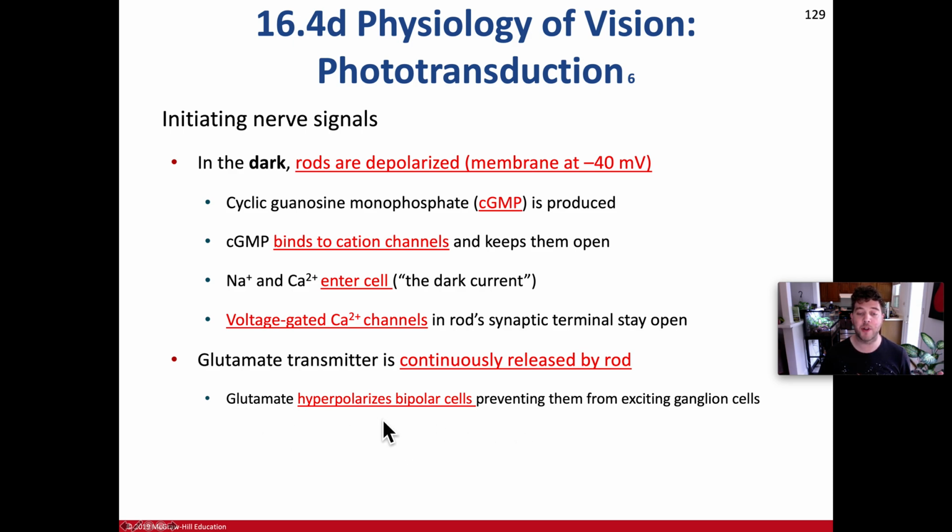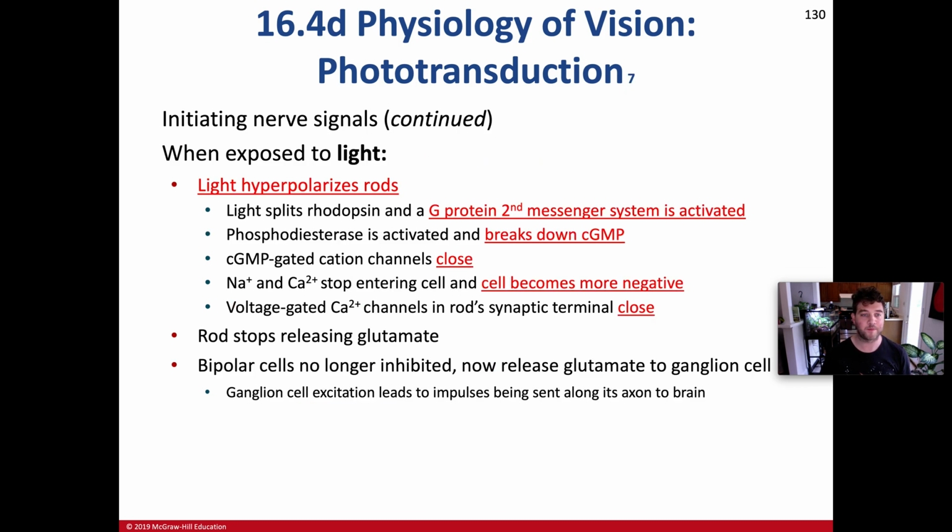Glutamate hyperpolarizes those bipolar cells, preventing them from exciting ganglion cells. Sorry, I messed up. I forgot the bipolar cells were in between. So you have these photoreceptor cells synapsing with those bipolar cells, and as glutamate is released from the photoreceptor cell, it inhibits the bipolar cell. If it inhibits the bipolar cell, it does not send a signal up to the ganglionic cell, and no image is produced. We don't perceive an image. And again, this is in the dark, so it makes sense.